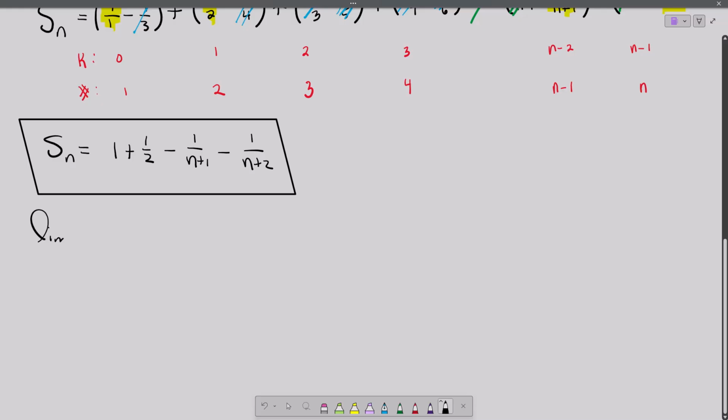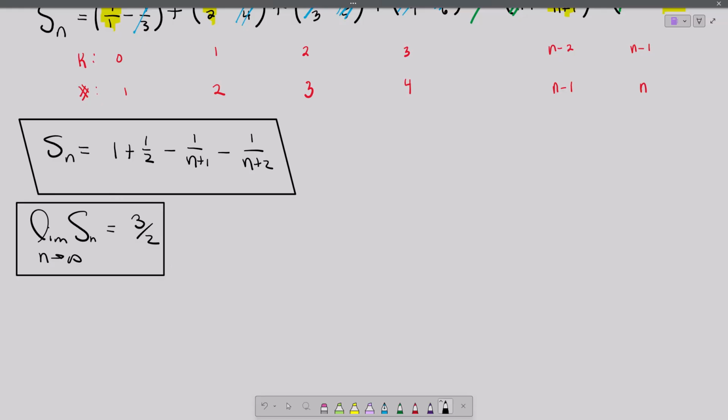And then what is the limit of S sub n as n goes to infinity? 3/2. 3/2. So that is the sum of the series. It's the limit of S sub n as n goes to infinity.